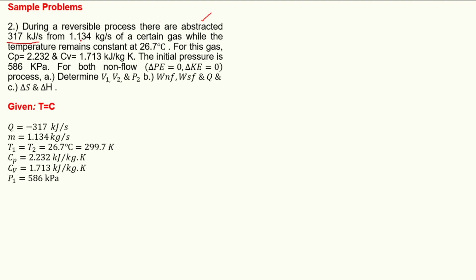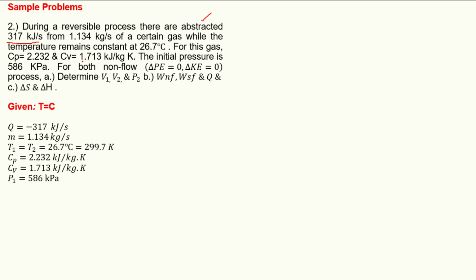We have a mass of 1.134 kilogram per second. And the temperature, which is constant at 26.7 degrees Celsius. In terms of Kelvin, let us make it absolute. Just add 273, so 299.7 Kelvin. So, given Cp is 2.232 kilojoules per kilogram Kelvin.